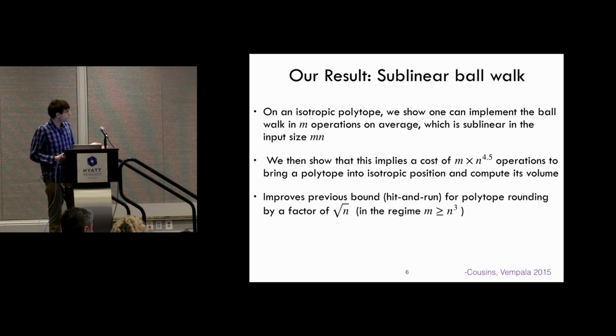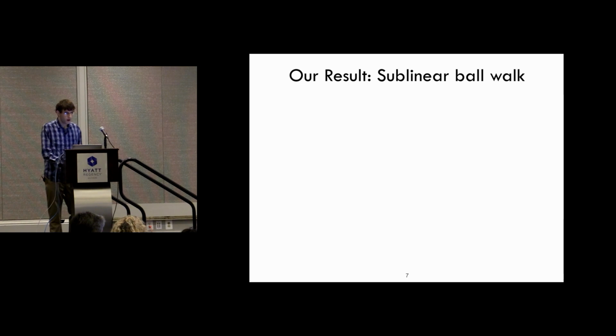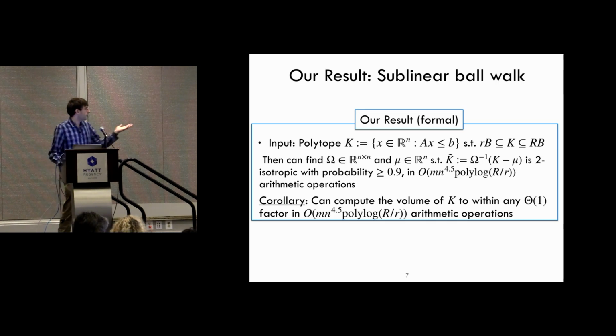We get this improvement in the regime where the number of inequalities m is greater than or equal to the dimension n cubed. Since the rounding preprocessing step is currently the bottleneck for volume computation in this regime, we also get an improvement of square root of n for the number of arithmetic operations it takes to compute the volume of a polytope. This is a more formal statement of our result.